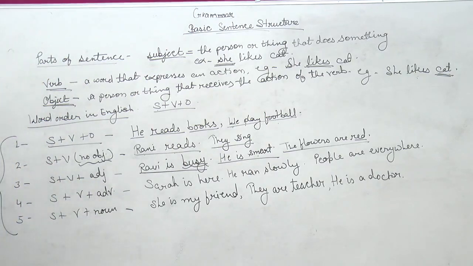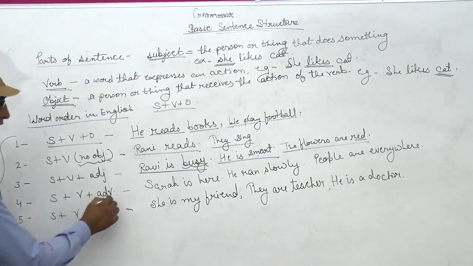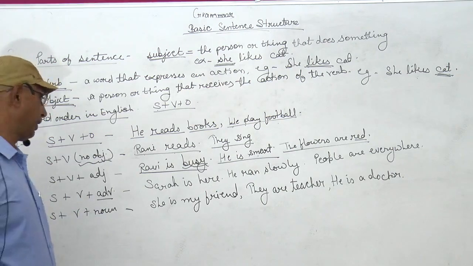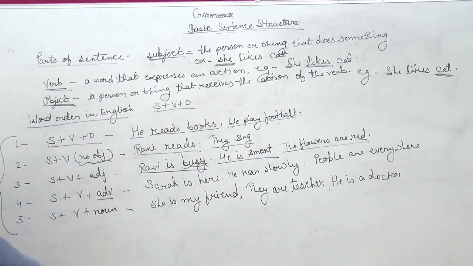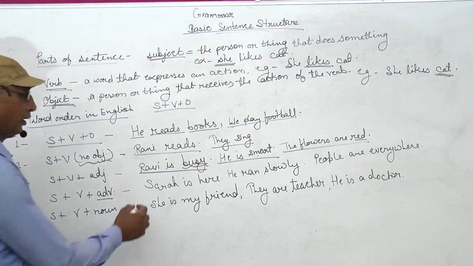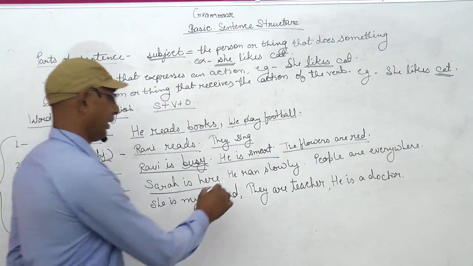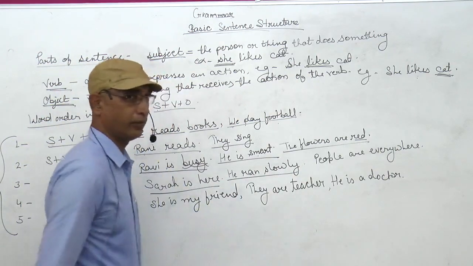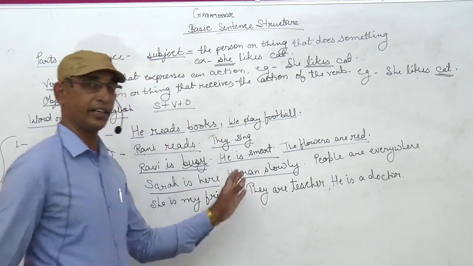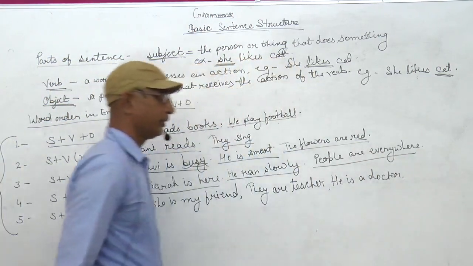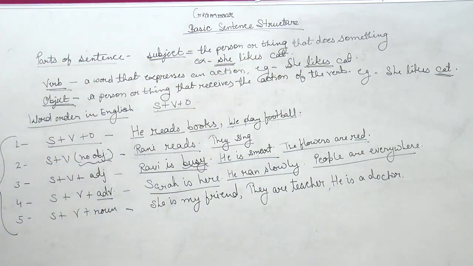Next is subject plus verb plus adverb. As we know, what is adverb? An adverb is a modifying word that describes the verb. For example, Sarah is here. He ran slowly. Here the word slowly is describing his running, that he ran slowly. People are everywhere. So this is the fourth structure, subject plus verb, then adverb.